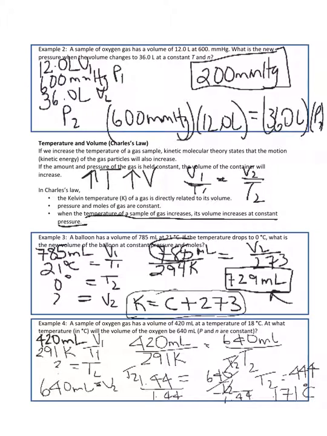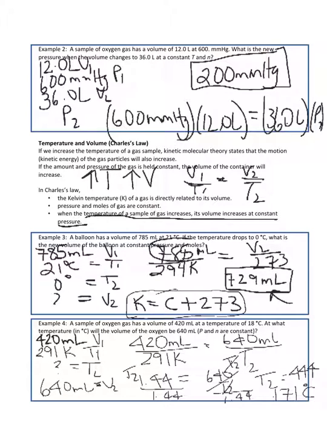Does this answer make sense within the context of our problem? So what is our volume doing? We went from 420 milliliters to 640 milliliters. So we increased our volume. Therefore, what should happen to the temperature? The temperature should increase, right? If you increase the volume, you should increase the temperature. So we went from 18 to 171. Does that make sense? Yes, it does.